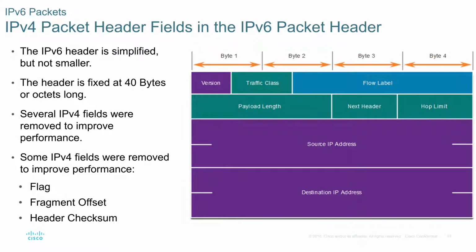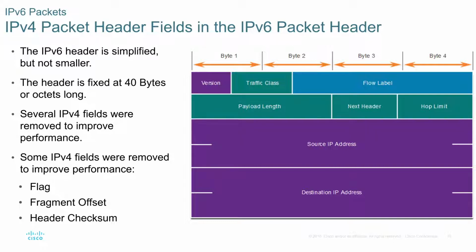The IPv6 header, as you can see, is much simplified compared to the IPv4 header. You may notice that the header is fixed at 40 bytes or octets long. This is longer than the IPv4 header, mainly because of the length of the IP addresses.